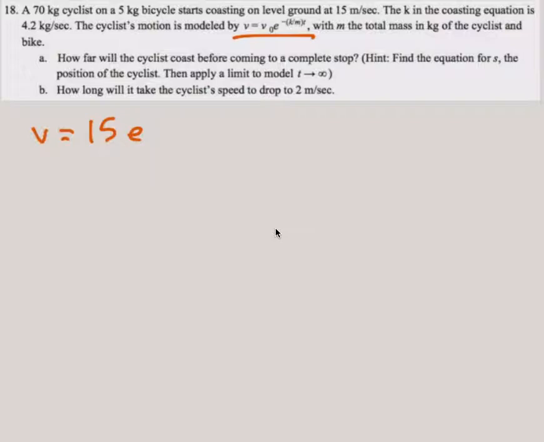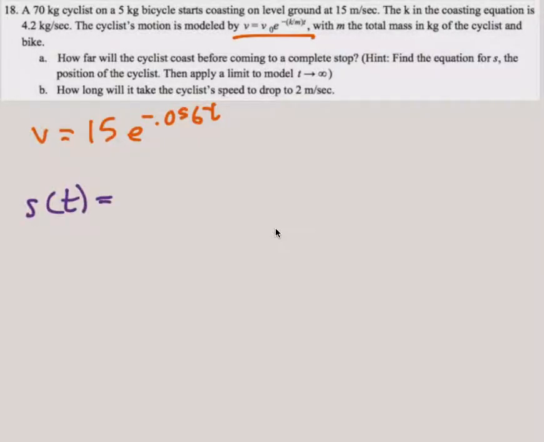So what would that be? 4.2 divided by 75 gives me 0.056, and then multiply that by time. So there's a more specifically defined velocity function.